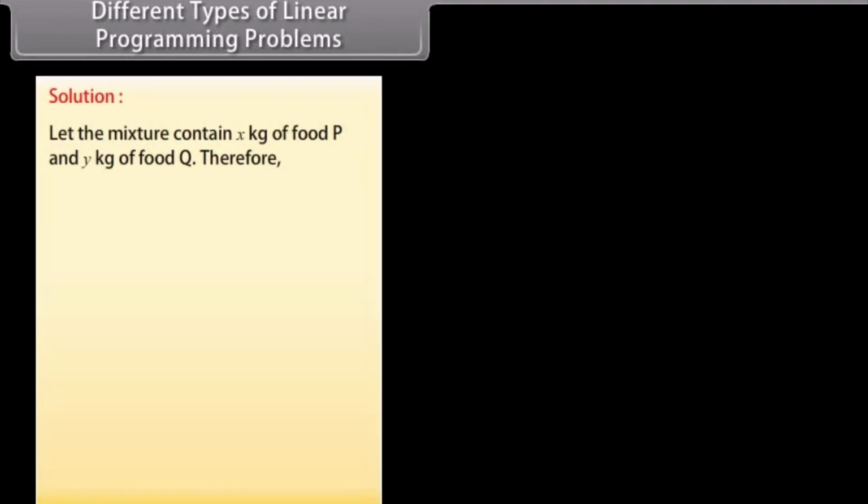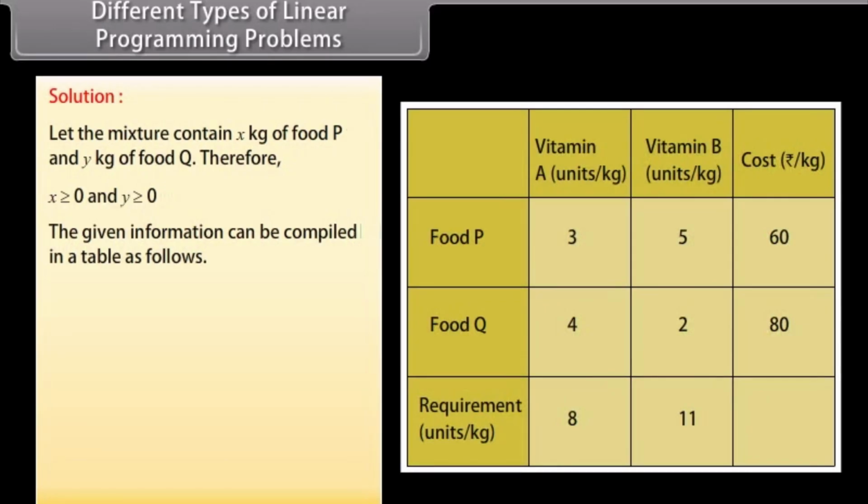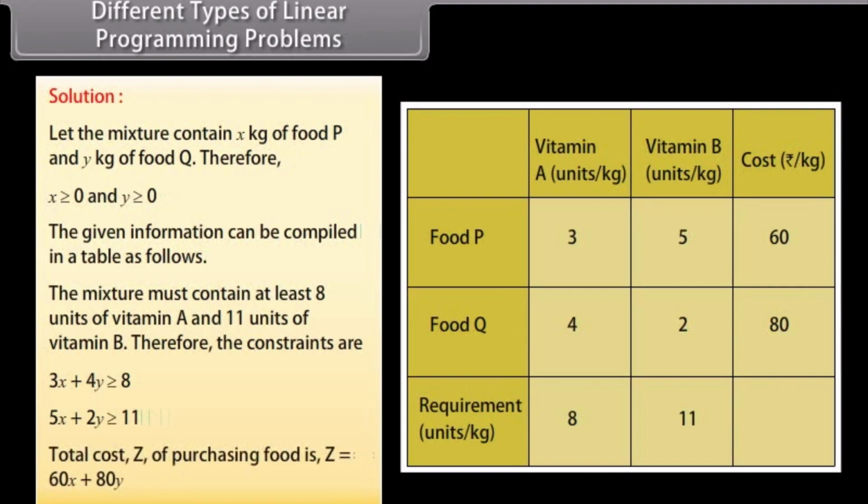Solution. Let the mixture contain x kg of food P and y kg of food Q. Therefore, x is greater than or equal to 0 and y is greater than or equal to 0. The given information can be compiled in a table as follows. The mixture must contain at least 8 units of vitamin A and 11 units of vitamin B. Therefore, the constraints are 3x plus 4y is greater than or equal to 8, 5x plus 2y is greater than or equal to 11. Total cost Z of purchasing food is Z equals 60x plus 80y.